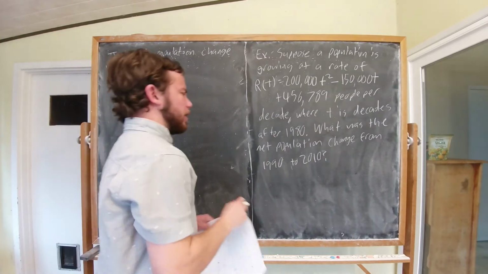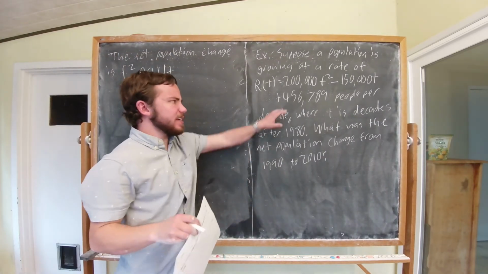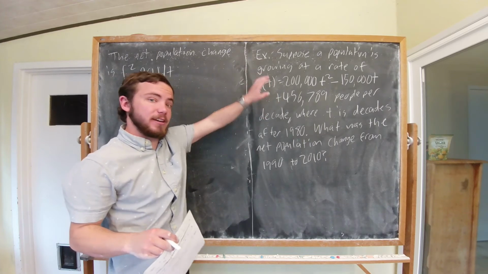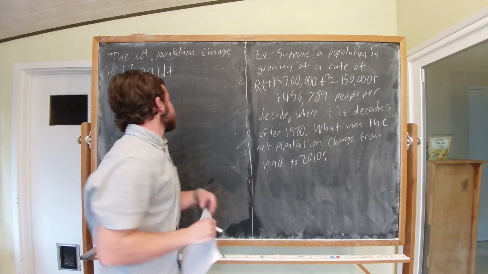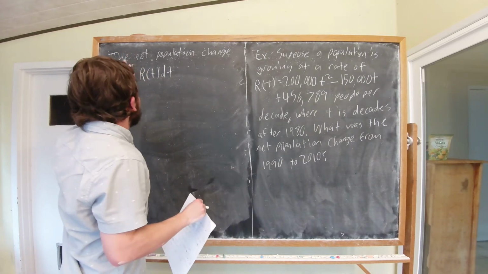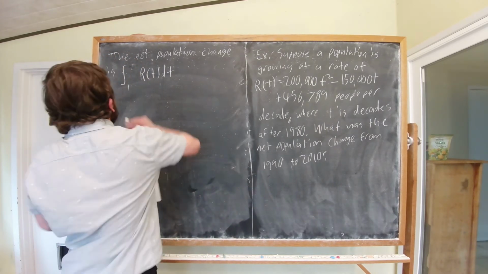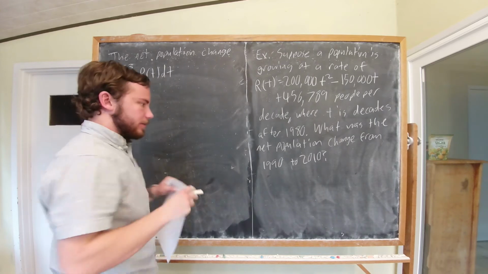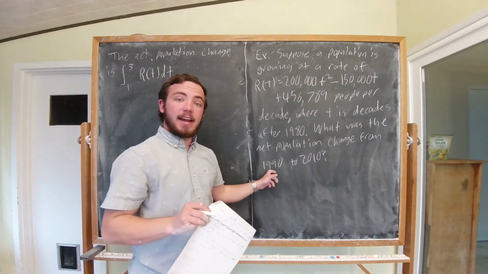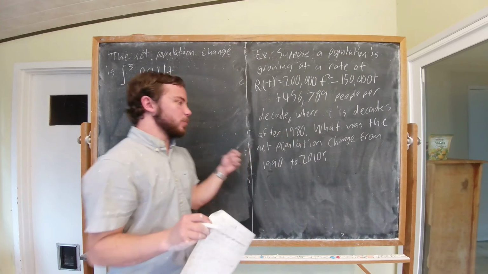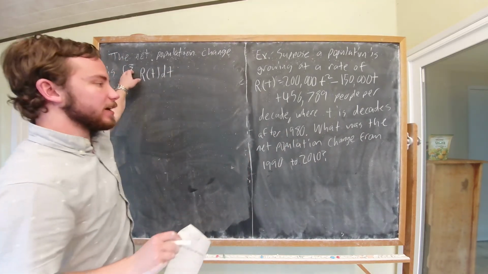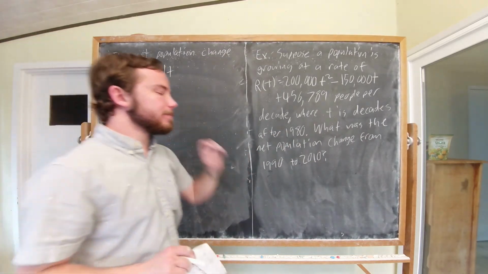And you might say, well, why 1 to 2? Because t is decades after 1980. So 1990 is 1 decade, or sorry, not 1 to 2. 1 to 3. 1990 is 1 decade after 1980. 2010 is 3 decades after 1980. So we get the integral from 1 to 3 of r of t dt.